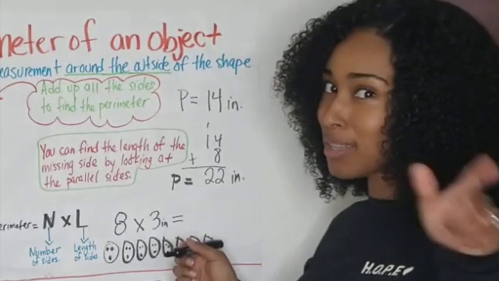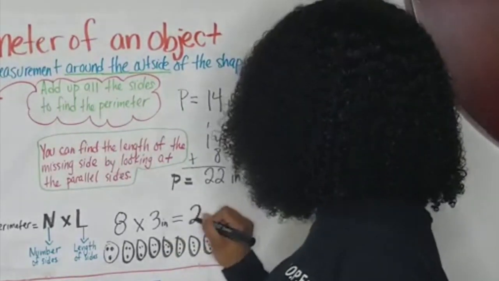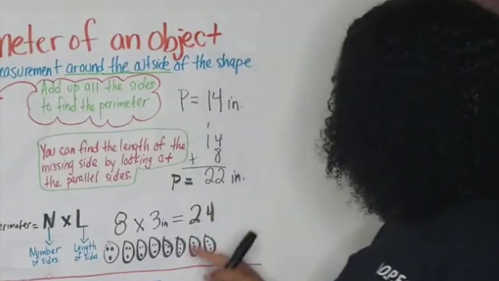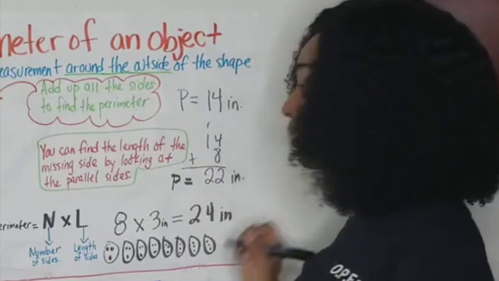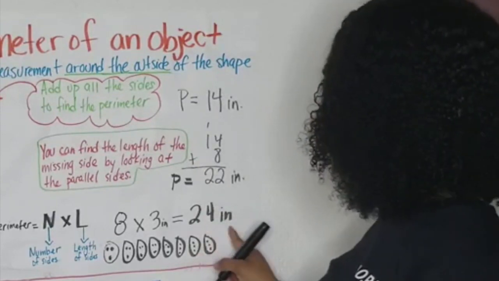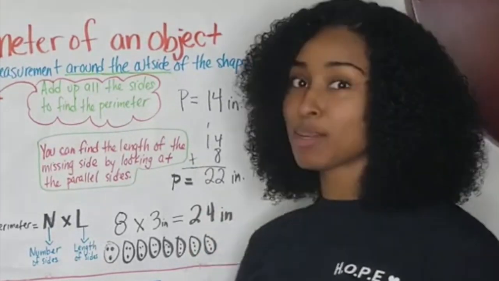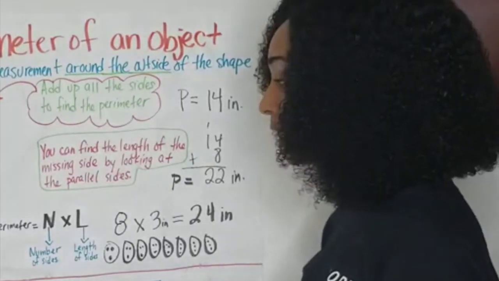Good, you gotta practice those counting by threes. So I know 8 times 3 is 24. I can't forget the inches. So my perimeter is 24 inches. All right, let's practice some more with our regular polygons down here.